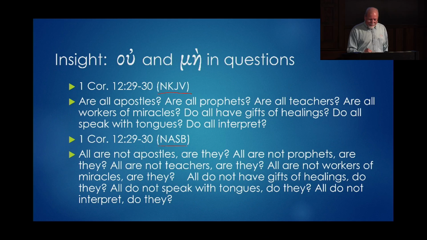when we look at the New American Standard, this is one of the places the New American excels. And anyway, looking at the same passage, all are not apostles, are they? I mean, it's more laborious to read, but you're getting what he's saying. Okay, he's expecting a no answer. All are not apostles, are they? All are not prophets, are they? All are not teachers, are they? All are not workers of miracles, are they? All do not have gifts of healings, do they? All do not speak with tongues, do they? All do not interpret, do they? No, no, no, no, no, no, no. Every time, all 7 of them, no. He's expecting a no answer.